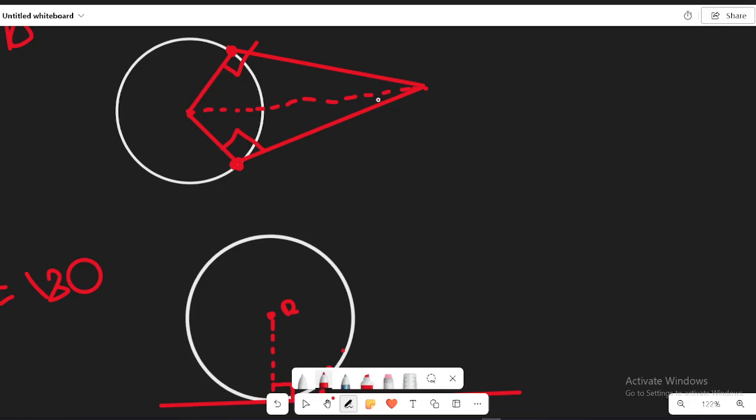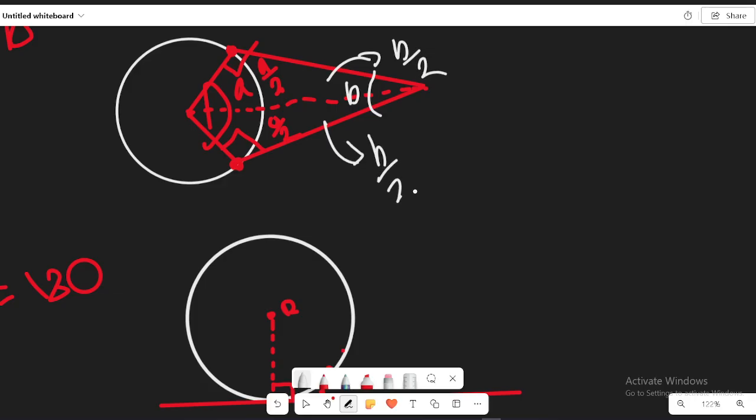The point, if it goes from the center, divides it equally into two halves, where if this whole angle is A, this is A by 2, this is also A by 2. And over here, if this is angle B, this small part is B by 2, and this is also B by 2. Right, so let's do some maths. Finally, let's do some maths.